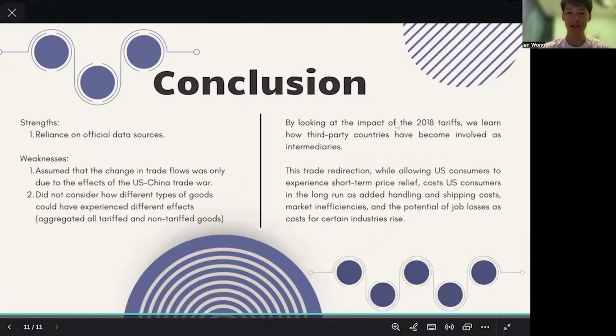So, what's the big lesson? Tariffs are like a boomerang. They're aimed at hurting one country, in this case China, but swing back, hitting US consumers and creating opportunities for unintended players. Short-term intermediaries like Vietnam and Malaysia benefited. Long-term US consumers face higher costs, inefficiencies, and even potential job losses in industries reliant on Chinese inputs.